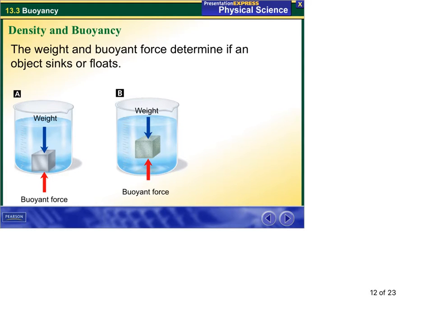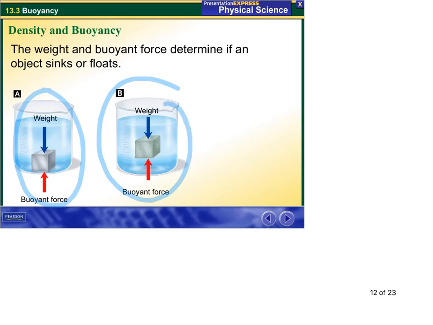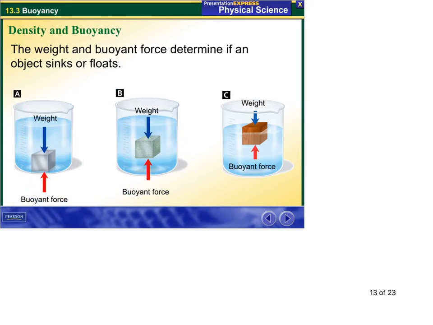The buoyant force determines if an object is going to float or sink. Here, in A, the weight is much bigger than the buoyant force, so it sinks. In B, they're equal, so it's suspended. In C, the buoyant force is greater than the weight, so it is floating.